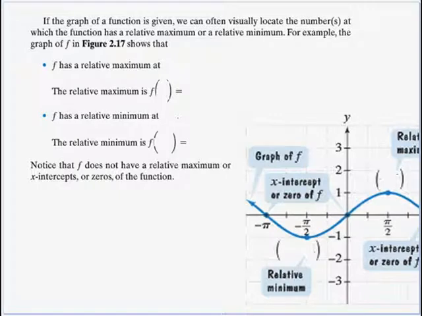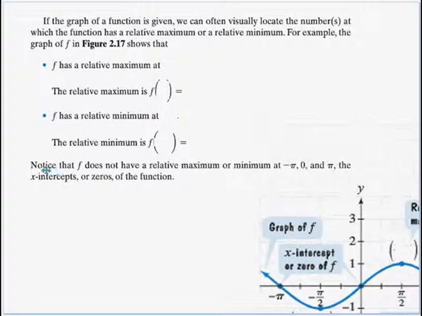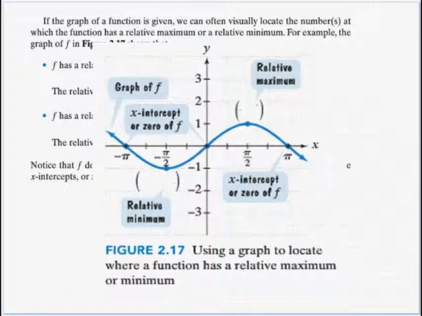And what does it say here? I covered that up a little bit. Notice the function f does not have a relative max or min at negative pi, 0, or pi. Those are the x-intercepts. You know, at negative pi, the origin, and pi, we're just crossing the x-axis. Those are not mins and maxes.